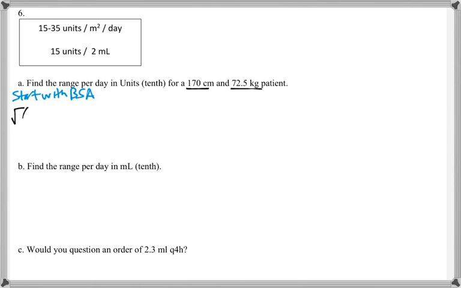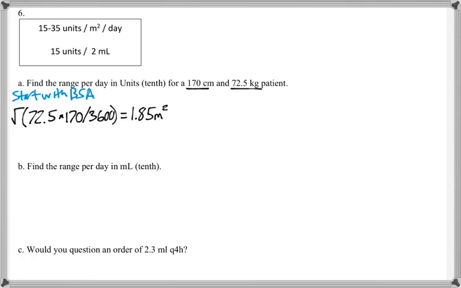So it's going to be the square root of 72.5 times 170 divided by 3600. And that's going to get us 1.85. So this step we always round to the hundredths.